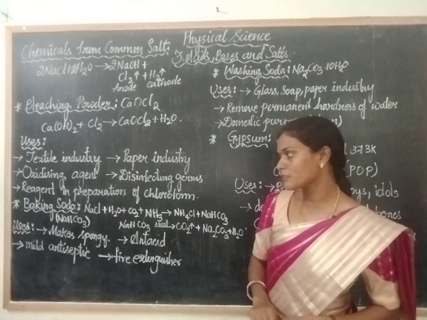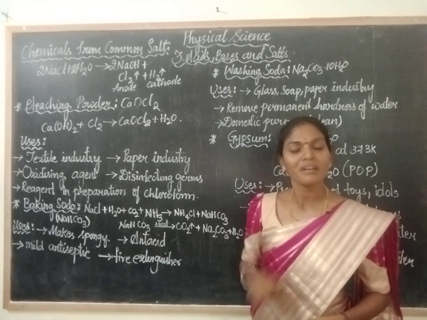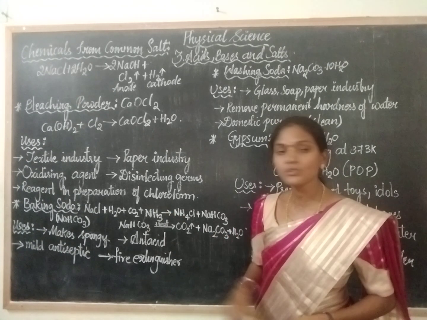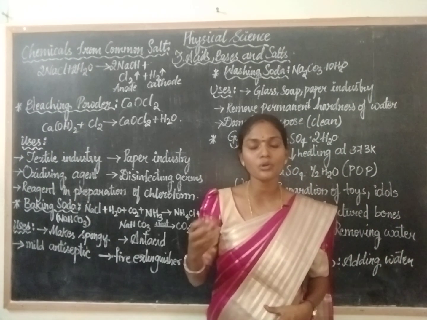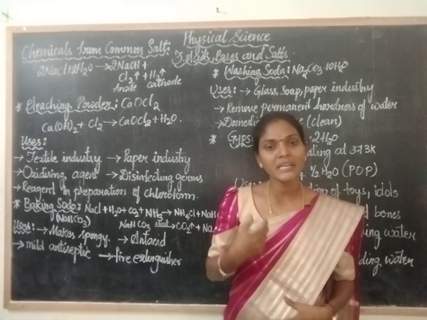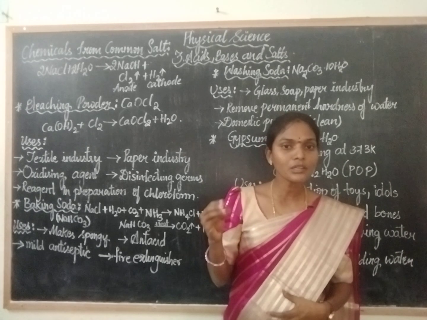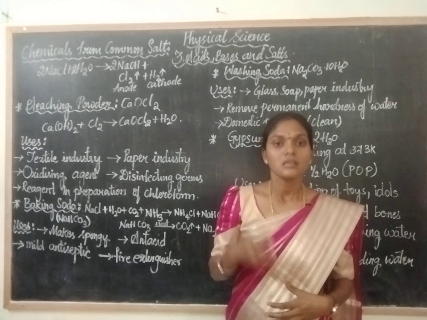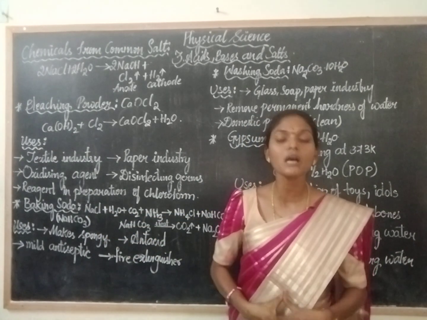And the next is baking soda. You are all familiar with baking soda. Why do we use baking soda? Mainly for puffiness. When you eat a cake, the bread of the cake is very puffy. How do we get that puffiness? We get that puffiness from baking soda.